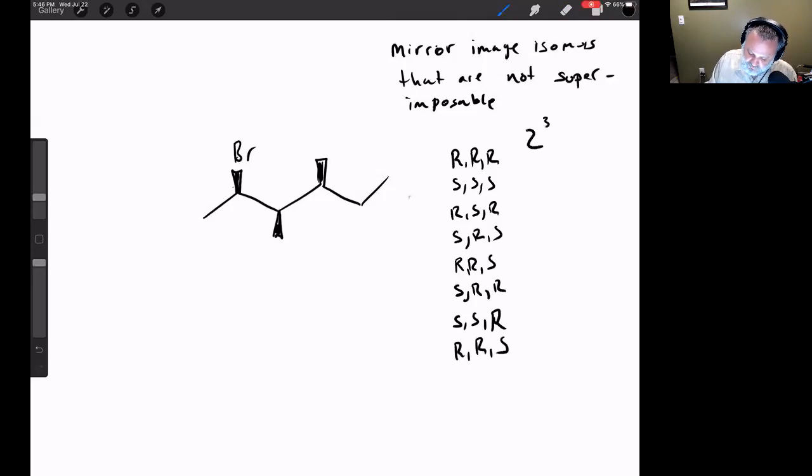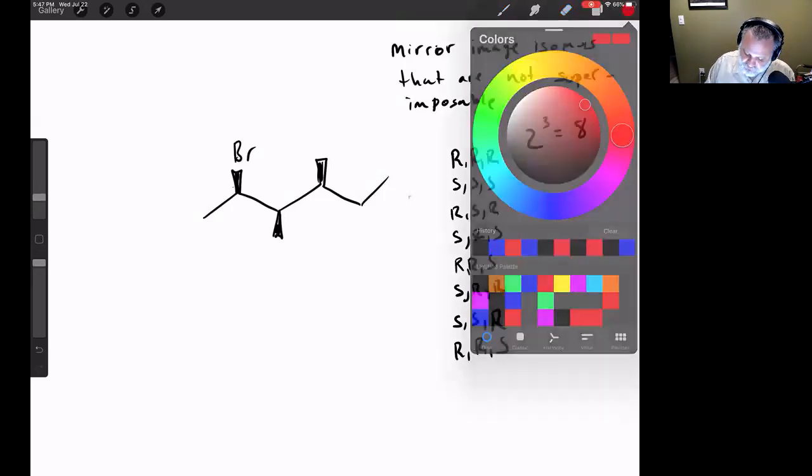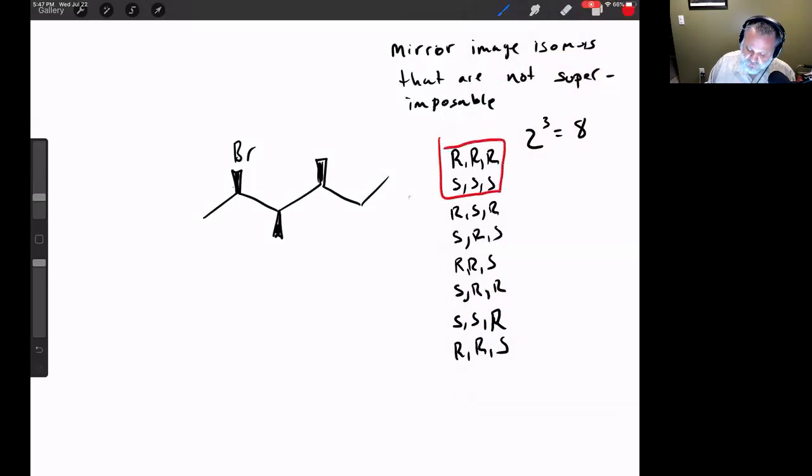What is that? 2 to the 3 equals 8. Did I get all 8? 1, 3, 4, 5, 6, 7. I got all 8. Okay. So what are the enantiomers? Well, the enantiomers are the mirror image isomers that are non-superimposable. What do you have to be in order to be a mirror image isomer? That means every single one of the stereocenters has to be reversed. So there's a pair of enantiomers, another pair, another pair, and another pair. Well, what is the stereochemical relationship between the other pairs?